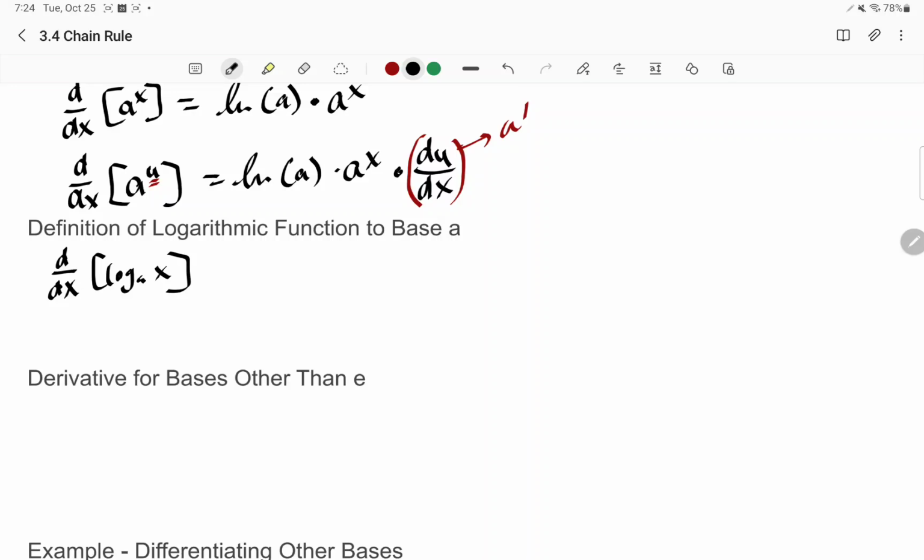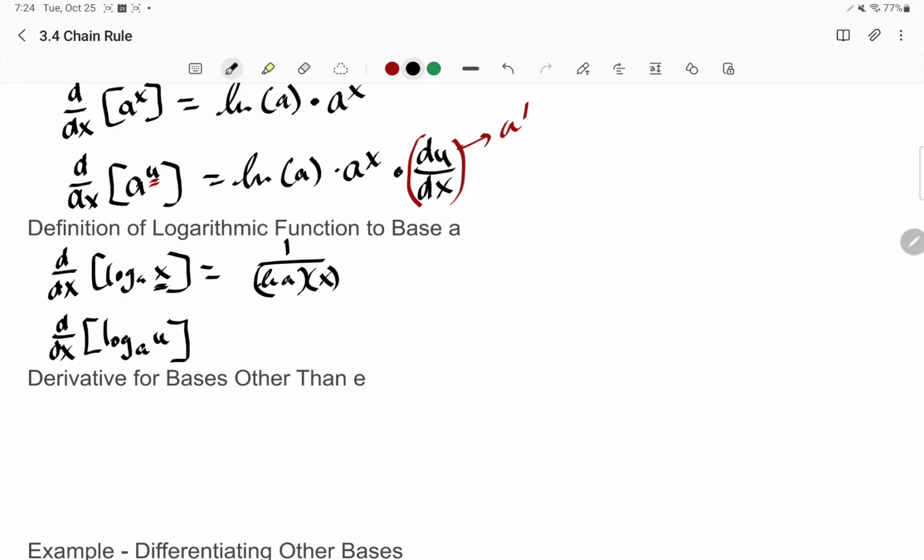Okay, now let's take a look at logarithmic functions with different bases. And so here we have a log function base a of x, and we're going to also look at how that is similar or different from log base a of u. In fact they're very similar, very much like the one before, but the derivative of log base a of x is just going to be 1 over the natural log of a times your x.